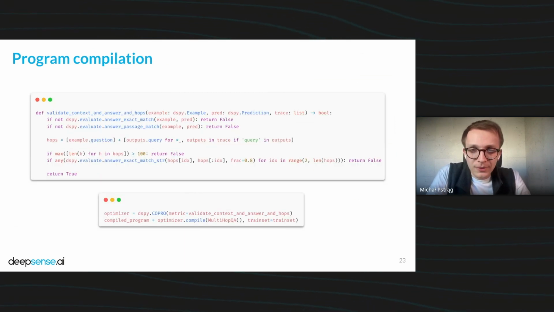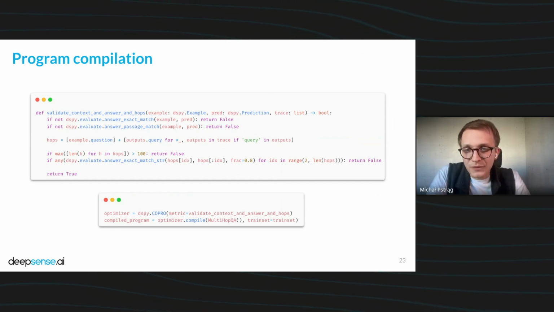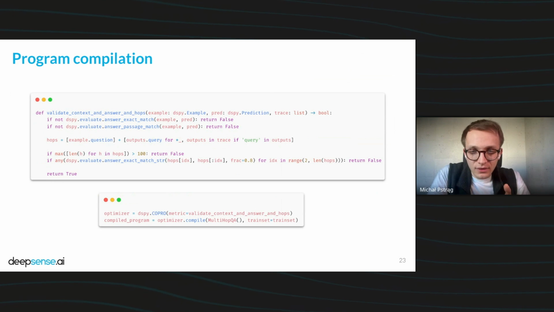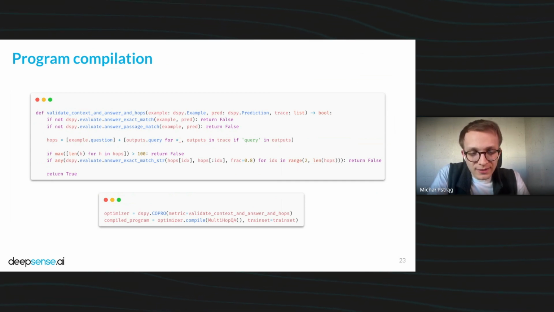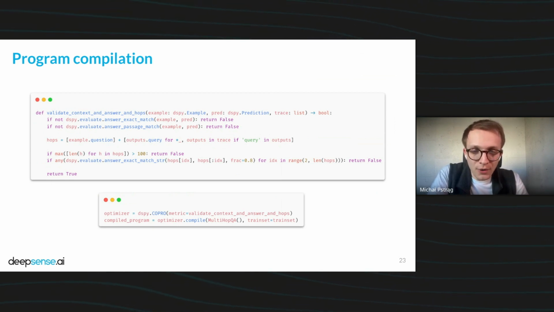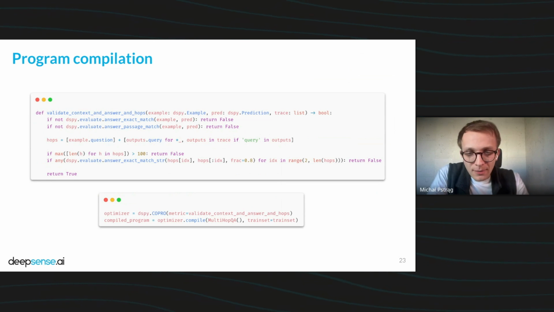But what if we try to compile this program? So first we need to define a metric based on which we want to optimize this program. And in this case, we are looking for exact match for answers and passages, and we are also doing some computation on how similar a question is to the queries being generated by the pipeline. And for the first compilation, we are going to use the COPRO optimizer, which will optimize only the instructions for our pipeline.